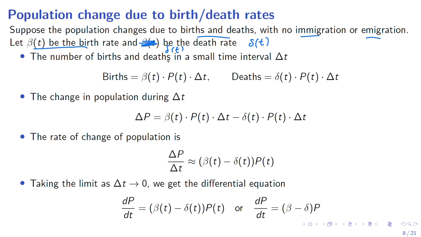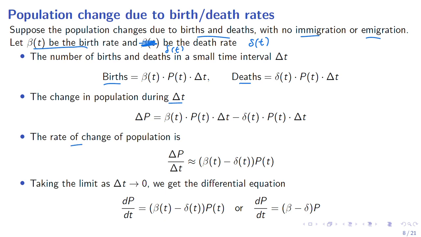Then the number of births and deaths in a small time interval delta t we can compute as follows. The amount of births: we know the birth rate is beta. If we multiply it by the population, we will get the actual birth rate. And then if we multiply by a small time interval, we will get the actual number of births. In a similar way, we can get the number of deaths by multiplying the death rate with the population and the time interval we are interested in. Now, the change in the population due to the small time lapse is the difference between the births and the deaths.